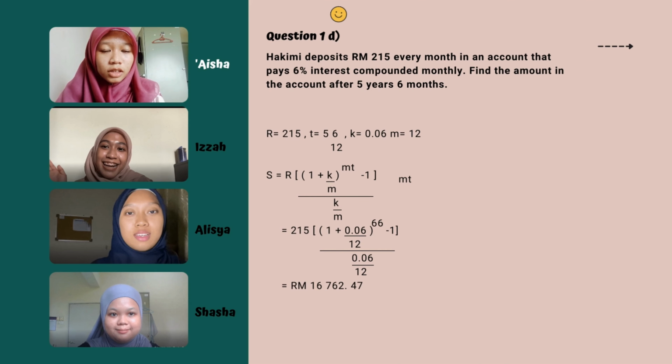Question 1D. Here we will use the formula S equals R times 1 plus K over M to the power of M times T minus 1, over K over M. We will put all the information from the question into the formula and we will get 215 times 1 plus 0.06 over 12 to the power of 12 times 5 and 6 over 12, minus 1, over 0.06 over 12, and we will get our final answer for S, which is 16,762 ringgit and 47 cents.